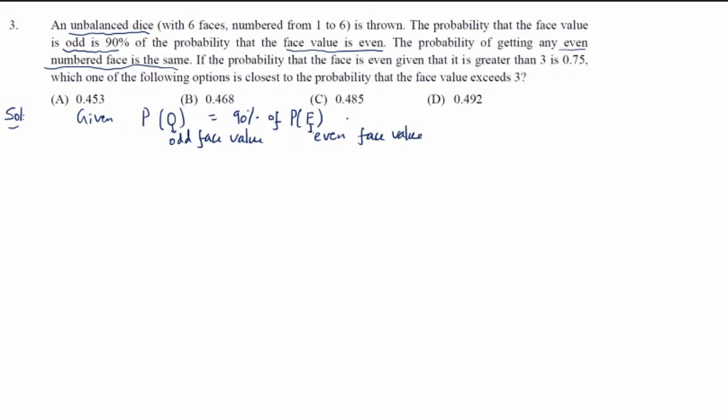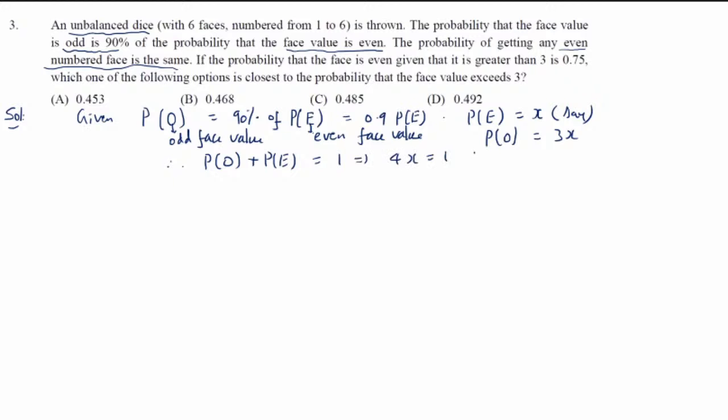So this implies 0.9 P of E. So let us take P of E is equal to X, which implies P of O is equal to 3 times X. Odd face and even face taken together, that is P of odd plus P of even, the sum of all outcomes in throwing a dice once, that is 1. So which implies 4x is equal to 1. X is equal to 0.25 or 1 by 4.